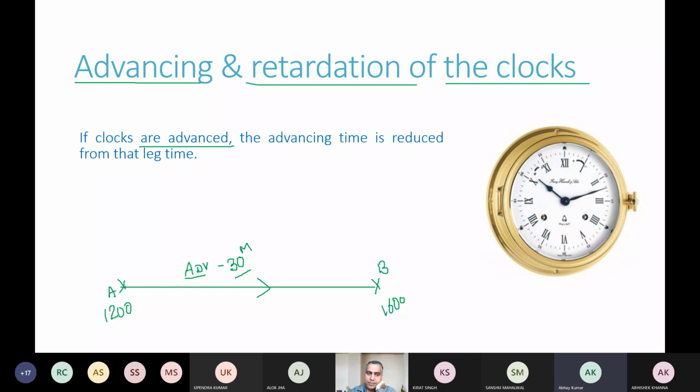Two hour 30 minutes, sir. Okay. So second option is 2 hour 30 minute. So option A 3 hour 30 minute, option B 2 hour 30 minute.